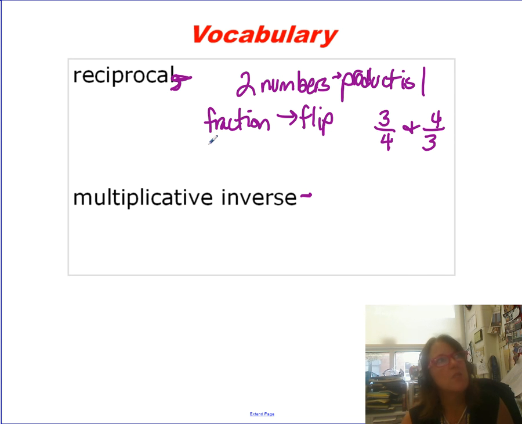Or a number that's the reciprocal of another number. Make sure the first number is a fraction. Write the reciprocal. You flip that fraction over or invert the numerator and denominator.